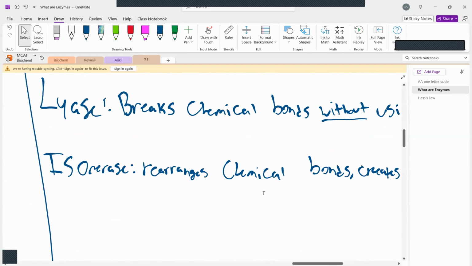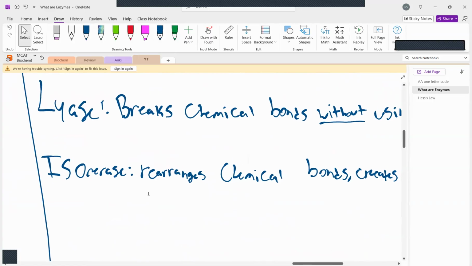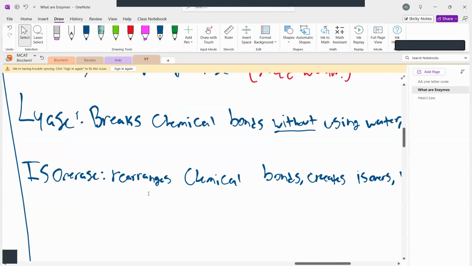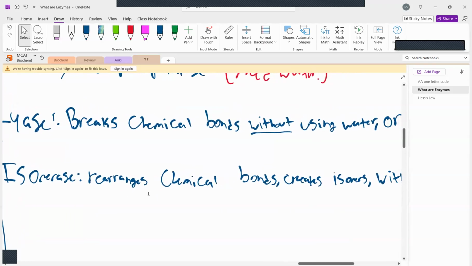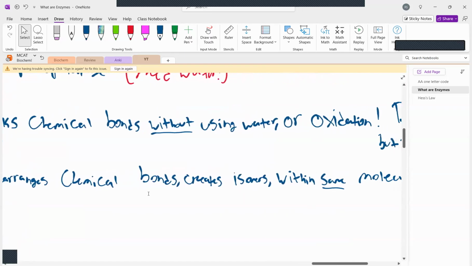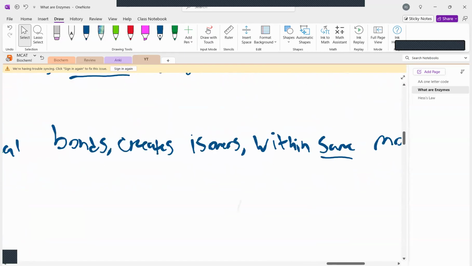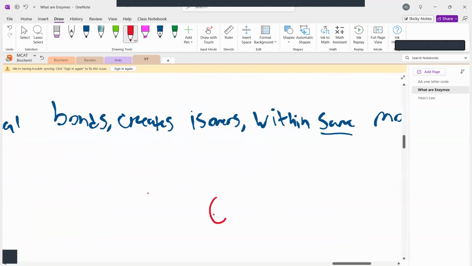And then you have an isomerase. An isomerase is like what we said earlier, if you juxtapose this with a transferase, this rearranges chemical bonds, so it breaks those chemical bonds, but it creates isomers. Let's say you have some functional group and you move it. Let's just call it R.